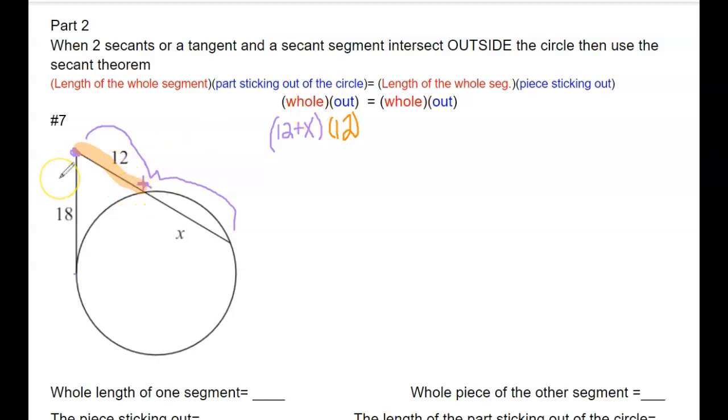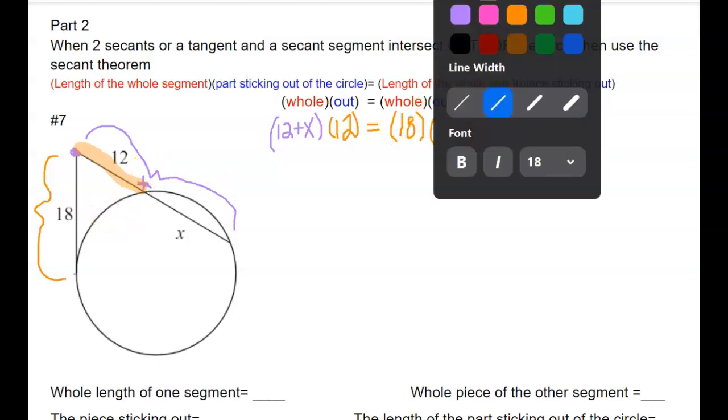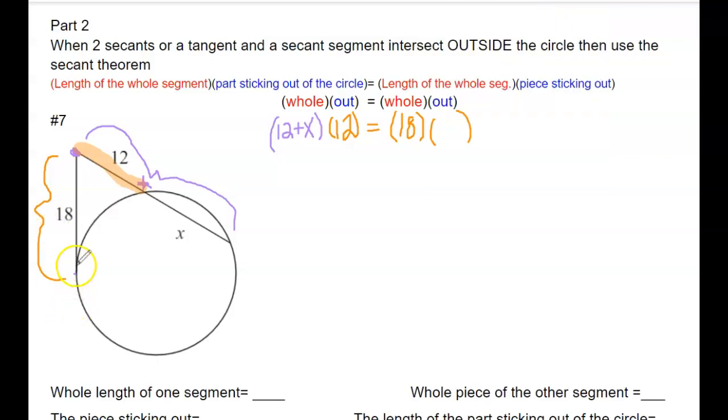All right, now let's look at the other side. The same thing. What is the whole thing? Well, the whole thing is 18. So I'm going to write that here. The length of the whole tangent is 18. And of that 18, how much is sticking out? Well, you can clearly see that the whole thing is sticking out, 18. So I'm going to write 18. So 18 times 18, which is 18 squared.